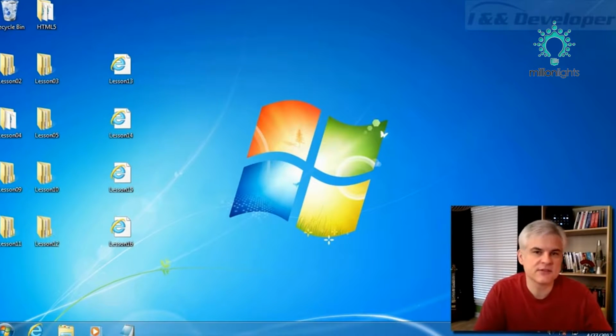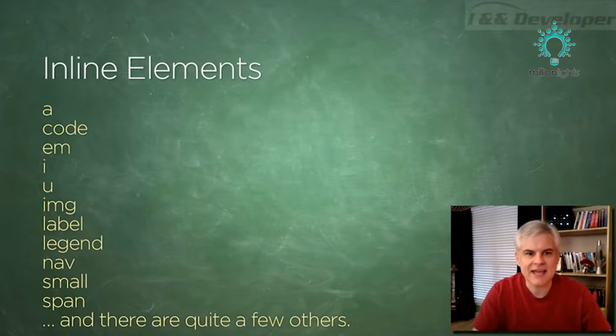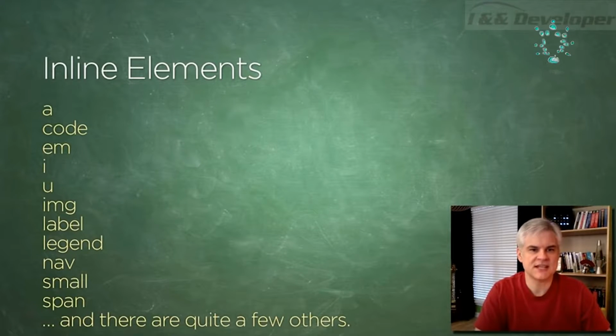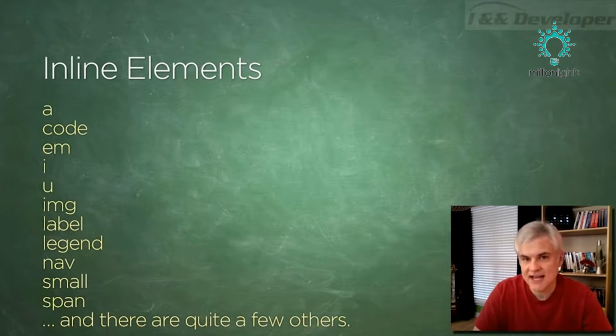Here's a quick list of those that we've covered that fit into this category of being inline. The anchor, the code, the em, the i, the u tags, the image, the label, legend, the nav, the small, the span, and there's quite a few others, okay? These inline elements take up an amount of space as indicated by the line height and the font size, the weight, and so on.